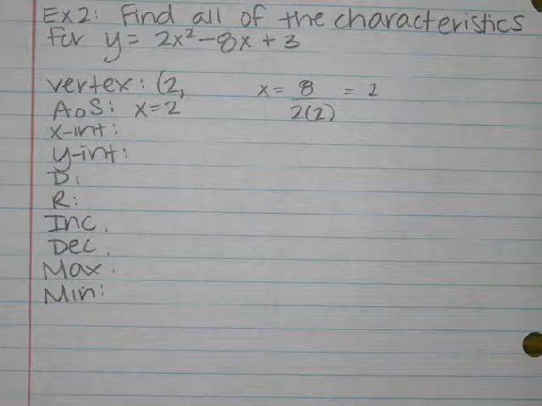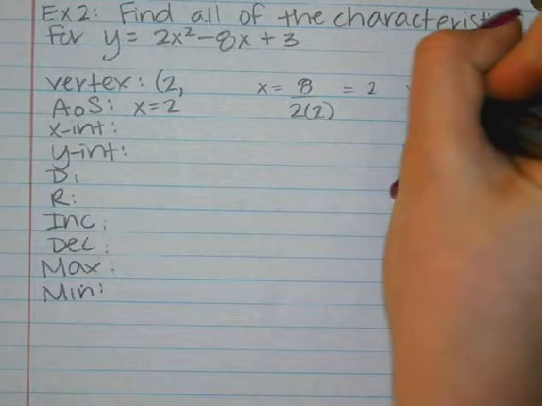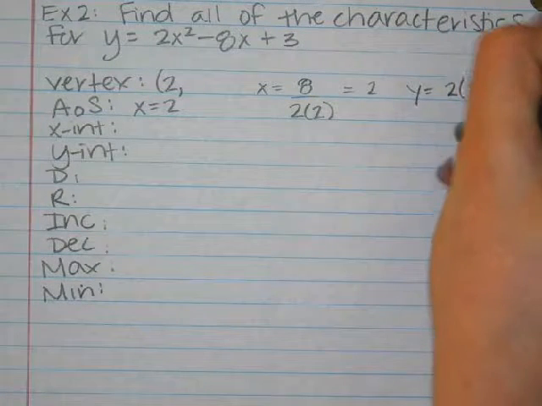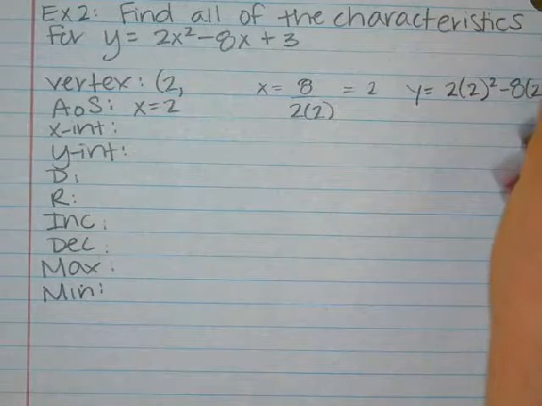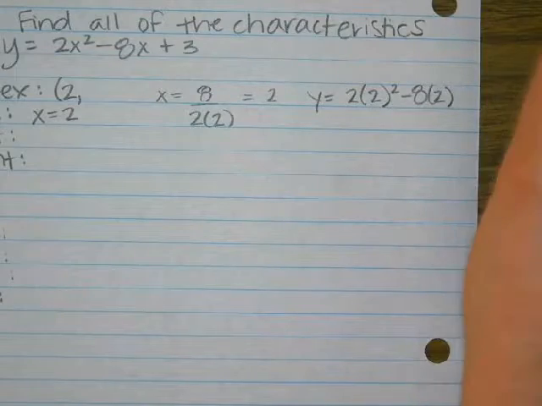How do we find the y-coordinate of the vertex? So 2 times 2 squared minus 8 times 2 plus 3.